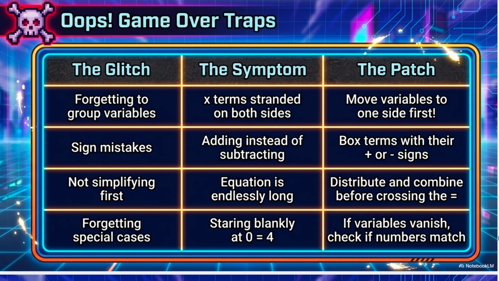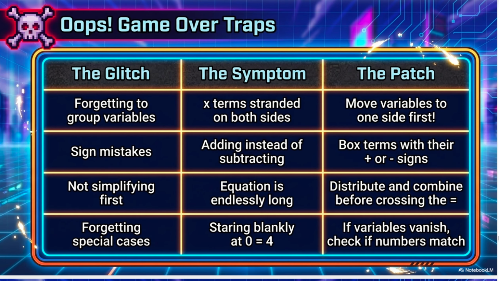These are the biggest mistakes to avoid. One is forgetting to group the variable terms together first. Another is making sign mistakes, especially when you're subtracting or adding. Another is not simplifying first when you should combine like terms or distribute. And finally, do not forget the special cases. If the variables cancel out, stop and check whether the statement is true or false.